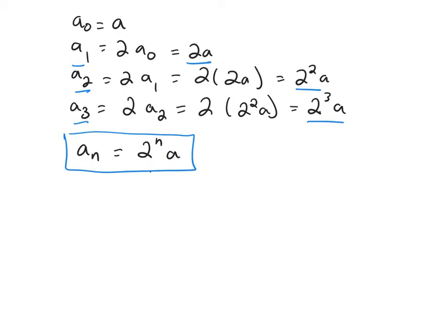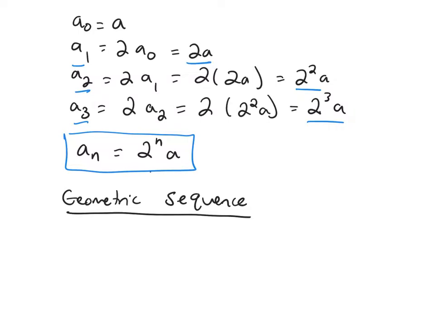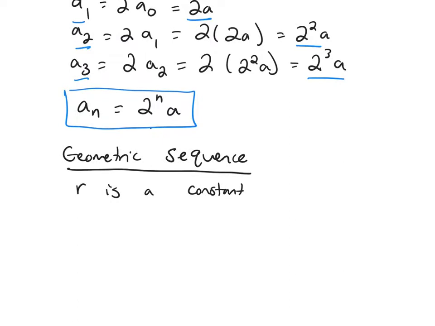So this kind of sequence is, again, a special type of sequence. It's known as a geometric sequence. So here, I'm going to use r as a constant. And if you have a geometric sequence, it can be written as A_k equals r times A_(k-1). So in our previous example, r was 2.